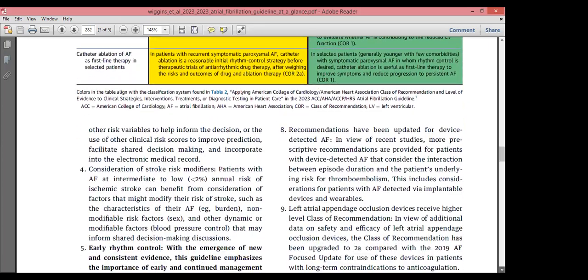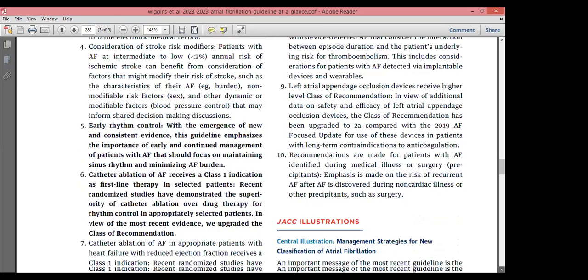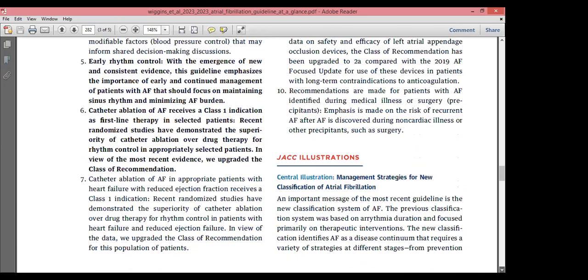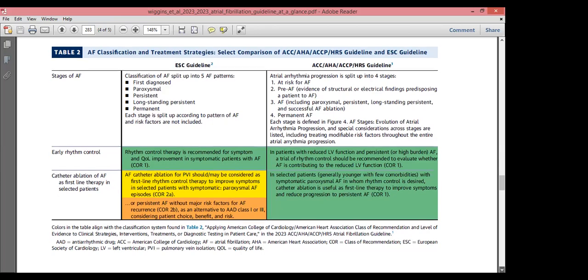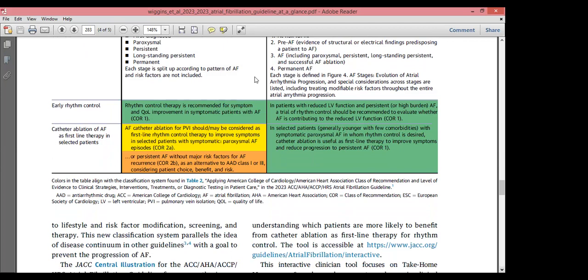Then when comparing it with ESC, they compared this current one with ESC. ESC is still maintaining the 5 AF pattern. Their last guideline was 2020, so they are still maintaining the 5 patterns, while the AHA now has the 4 stages. Then early rhythm control in ESC, they said early rhythm control therapy is recommended for symptom and quality of life improvement in symptomatic AF. That's a class 1 recommendation. So in AHA too, class 1. Then catheter ablation, I said it earlier, it's a class 2A recommendation in ESC, while AHA brought it to class 1. So I think that's all. If we go through it again, we'll have a better idea. Thank you.